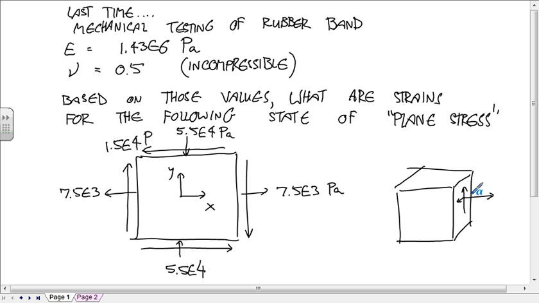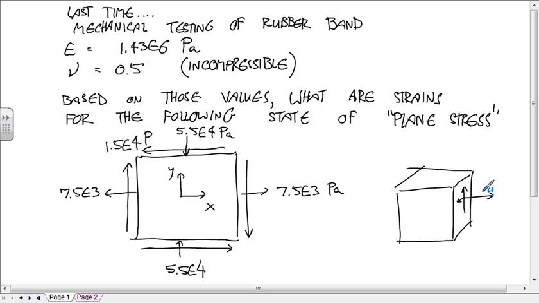The normal stress is the one that's perpendicular to the face, and that's equivalent to this 7.5 E3. If it's going out of the face, the sign convention says that that's positive. If it's going into the face, it's negative. So tension is always positive, compression is always negative. Any questions about that?